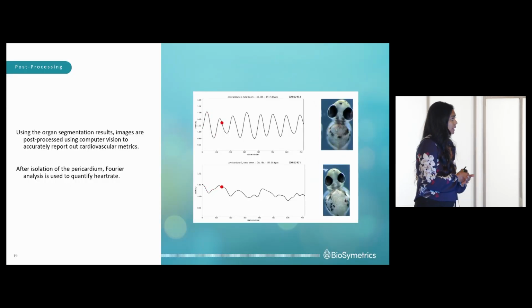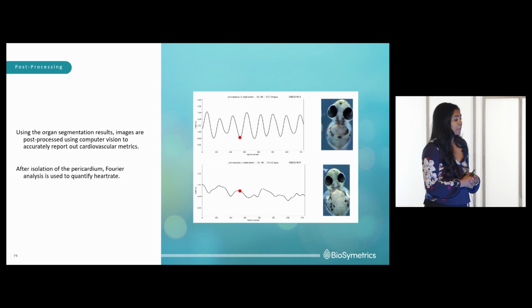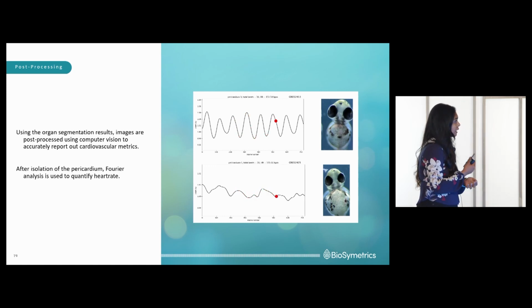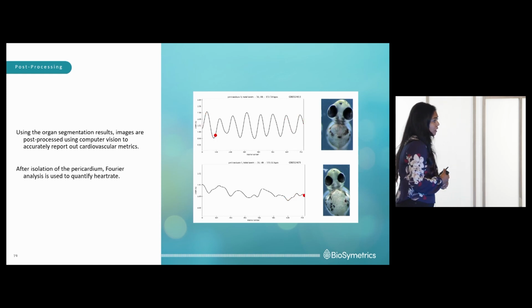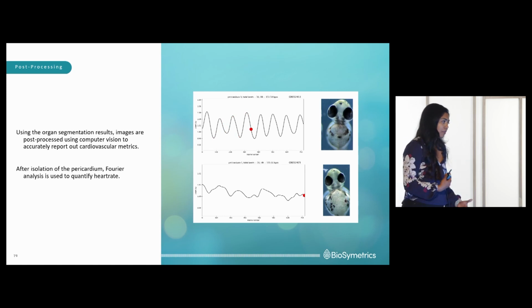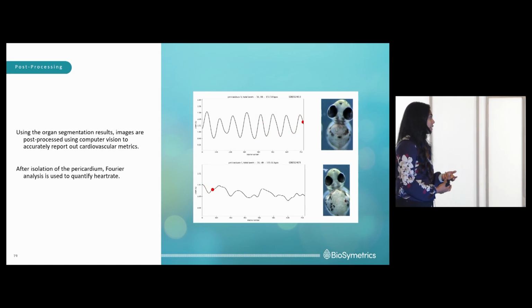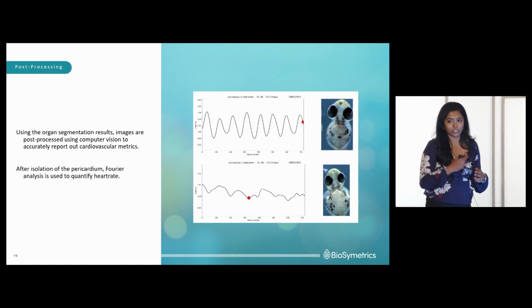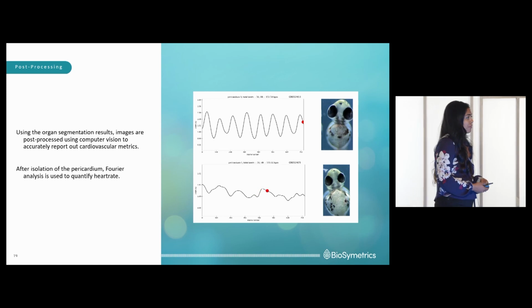So in post-processing, I'm going to go through a few examples of the cardiac parameters that we looked at. And using the organ segmentation results, we looked at heart rate. So in terms of heart rate, looking at the pericardium region or the yolk sac region, or that's basically the body of the zebrafish in the ventral format. Looking at that in combination with pixel intensity changes and Fourier transform, we're able to create a pseudo ECG, if you will. And this will quantify our heart rate.